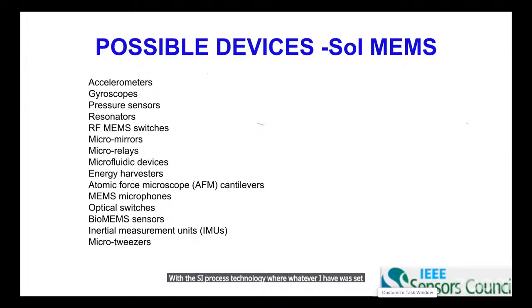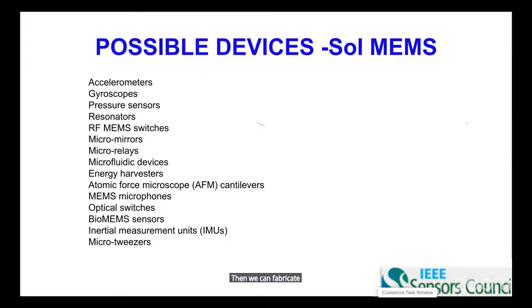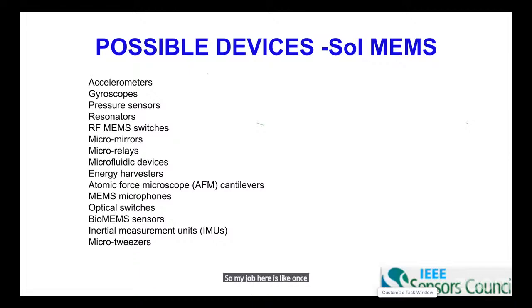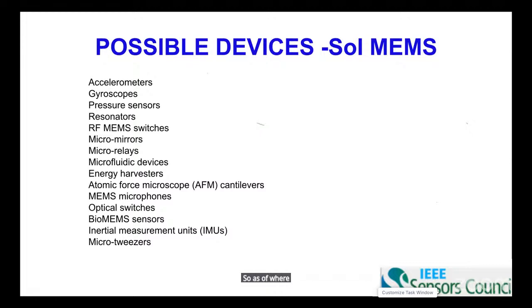So now what we do is, in case some of you are interested in giving me designs, then we can fabricate it free of cost, as we discussed earlier. So the point is, you have to keep these things in mind and design your structure, one thing. And after, keep the design rules also in mind. My job here is, once you give the design, I will be checking the design rules completely before going for the fabrication.